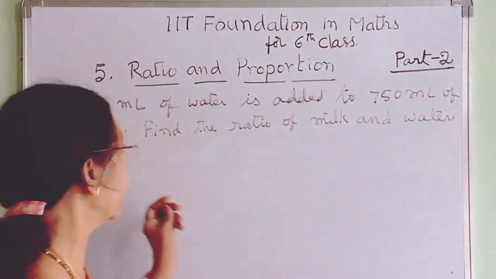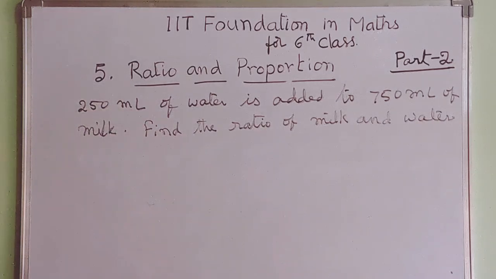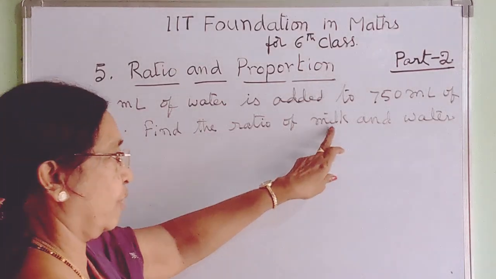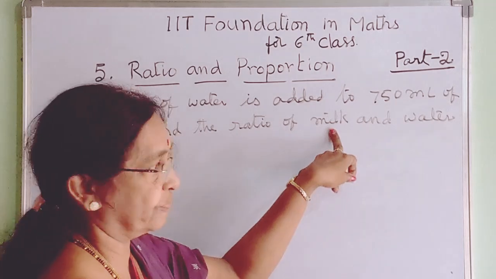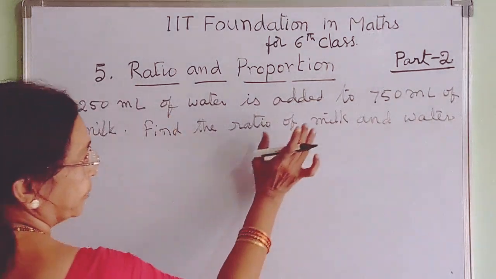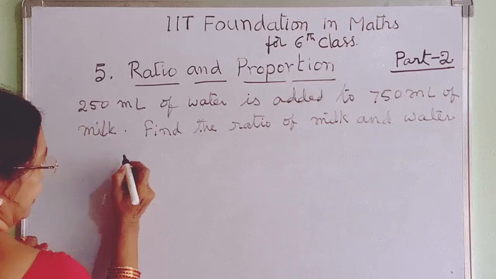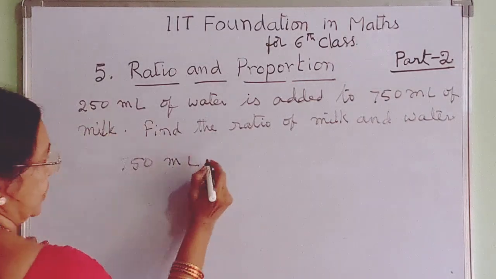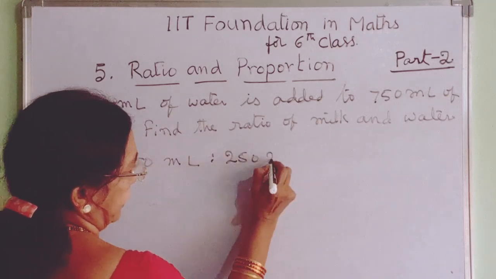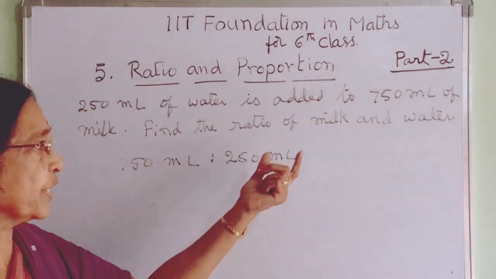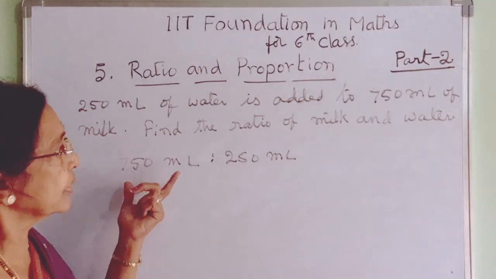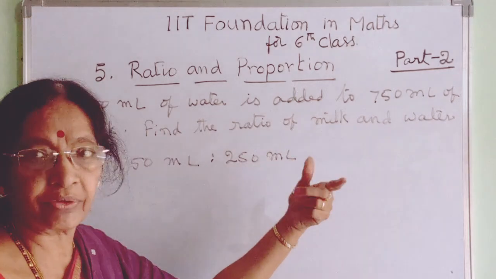So next example, 250 ml of water is added to 750 ml of milk. Find the ratio of milk and water. So the ratio of milk and water. So milk came first and water then. So here milk is 750 ml. So we have to write first 750 ml. And water is 250 ml. So we have to find out the ratio of the milk and water. So in the ratio, first term related to the first term we will tell about.